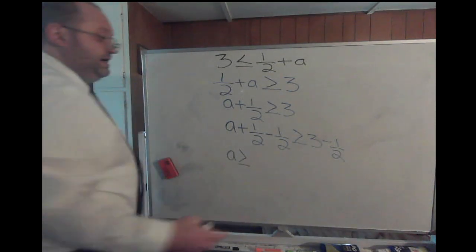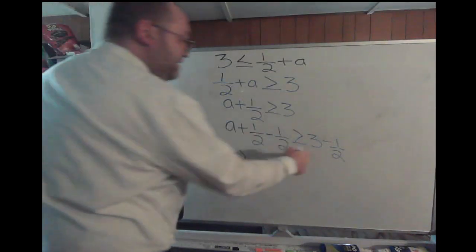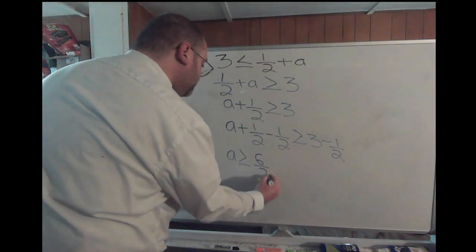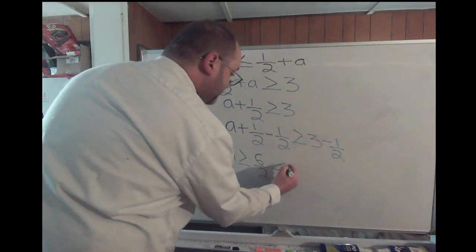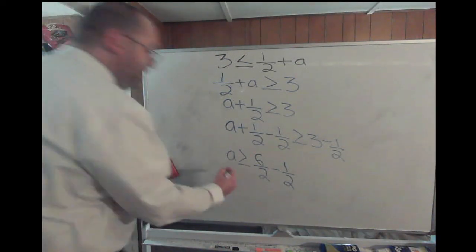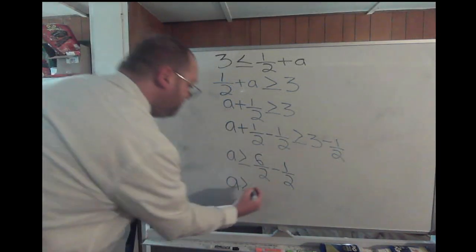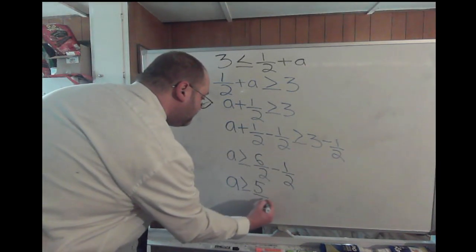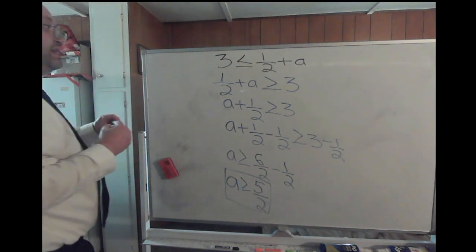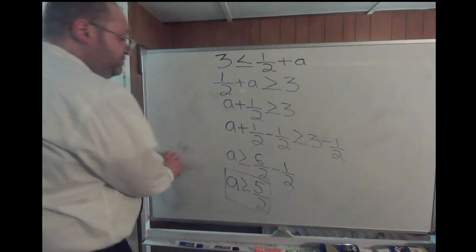We know 3, if we wanted to make it a fraction where we have a denominator of 2, 3 as a fraction of 2 is 6/2. 3 is equal to 6/2, right? Then we'd have minus 1/2, which would put us at then a would be greater than or equal to 6/2 minus 1/2. We would get 5/2. So a is greater than or equal to 5/2. That's the answer you would get.